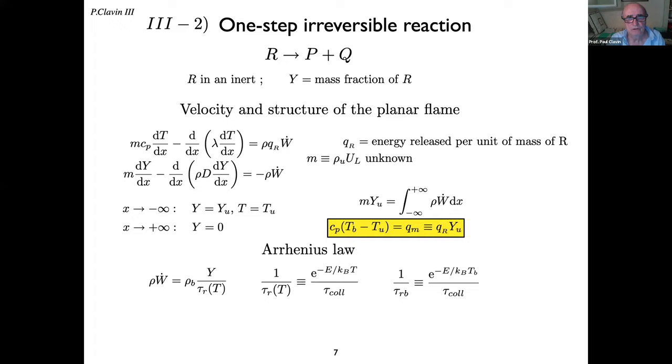Now, following Zeldovich and Frank-Kamenetskii, I will use an Arrhenius law that I have written here. I will use a first order reaction, telling that the reaction rate is proportional to the mass fraction of the reactant. In chemistry, we say that this is an order one reaction, and that the reaction time is given by the Arrhenius law, which, as I explained in the first lecture, is an Arrhenius factor divided by the collision. And the maximum reaction rate is on the burned gas side.